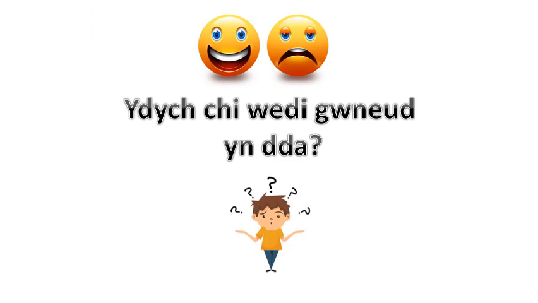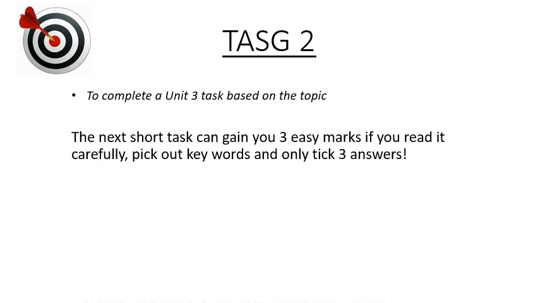Okay, hopefully you did okay with that quiz. I'll be able to check your results, so let's see how we got on. Okay, now we're going to move on. We're going to have a look at a task dydd, okay? And your task dydd for today is to complete a Unit 3 task based on the topic. Unit 3 is your reading and writing exam. So you're going to have a look at a Unit 3 task based on the topic.